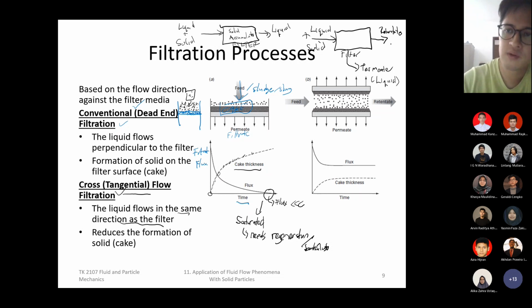And the other one is liquid plus solid, and it's concentrated. Okay, concentrated.